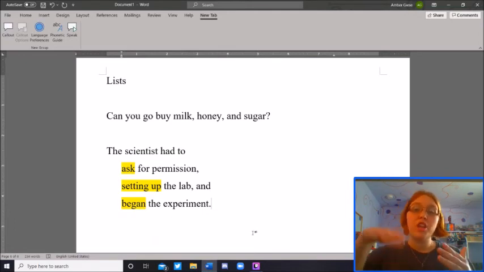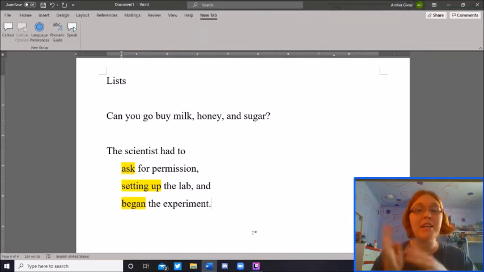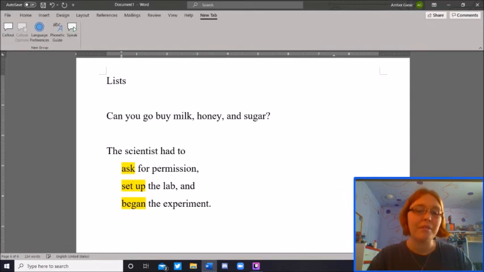So when you're double checking your lists and you find that you're using verbs, you want to go ahead and make sure that they're all the same tense. If you're using past tense, keep it in past tense. If you're using present tense, keep it in the same kind of present tense that you were using in the first one. So I'm just going to go ahead and recorrect it. Ask for help, set up the lab, and begin the experiment. Usually the first verb you use is the one you want to use, so try and match with that one. Once you've done that, you're all set up.